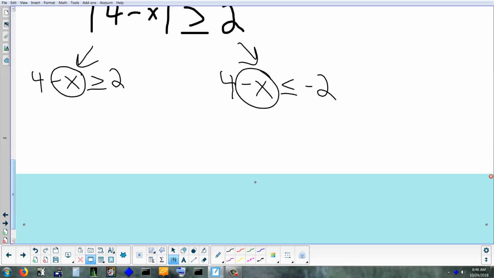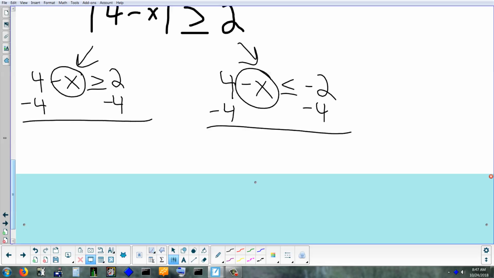Yusuf? -4 in both. Again, I like to do it in both so I know I don't make a mistake. I'm minusing 4 here. That means I got a -4 over here. These are just gonna cancel out, right? Bring the negative x down. No flip of the sign, right? I'm not multiplying and dividing by a negative. I'm not flipping the sign.